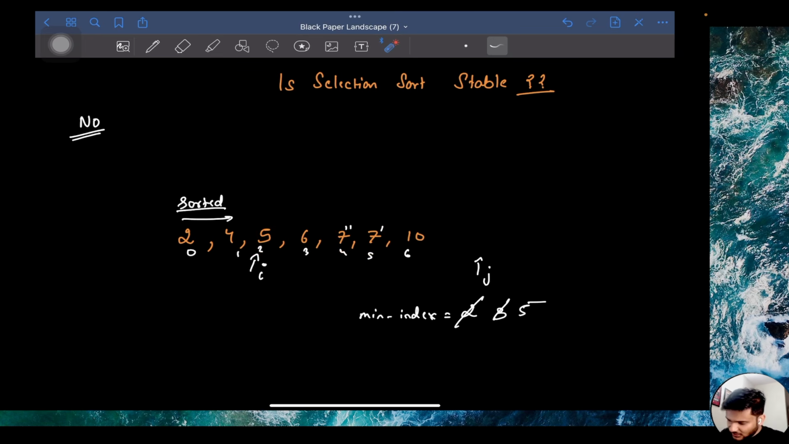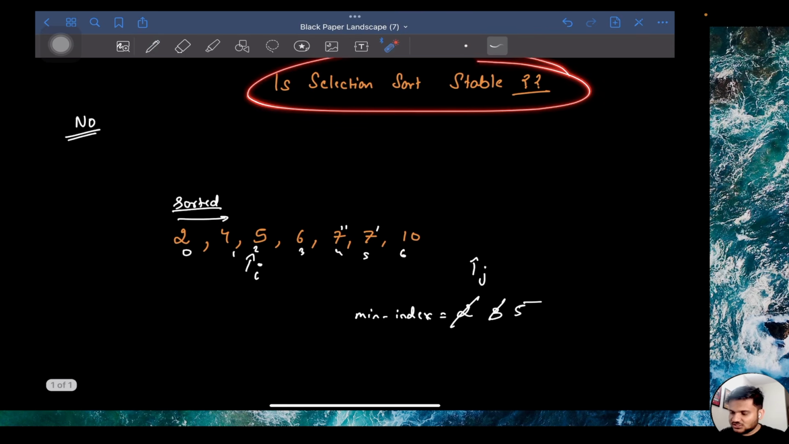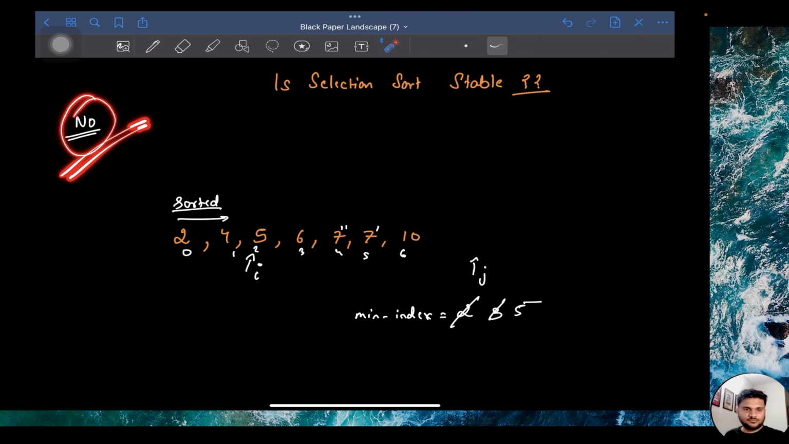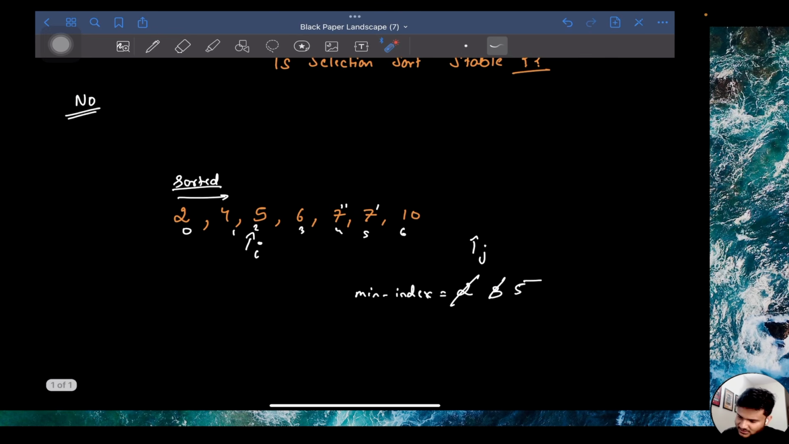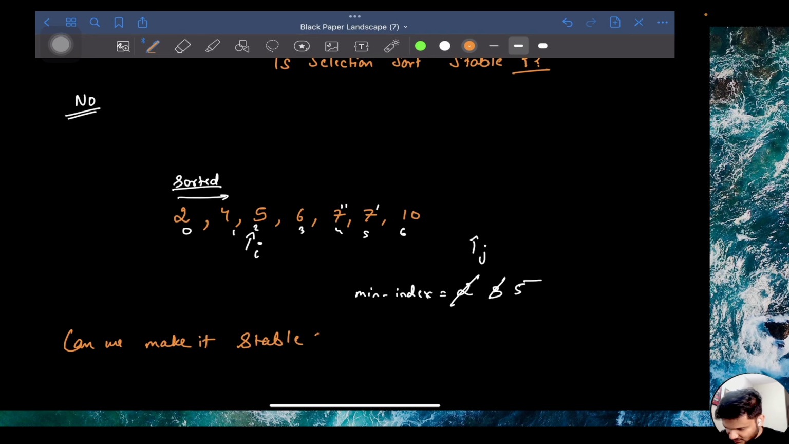And now technically nothing will be updated, because 6 is already at its correct position. These 7s are already correct. This 10 is already correct, but the relative ordering is changed. Hence selection sort is not stable. We will not consider selection sort as a stable algorithm. The question that should come to your mind is: can we make it stable?